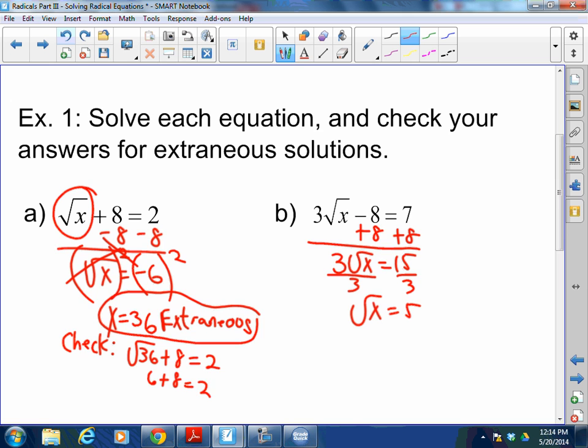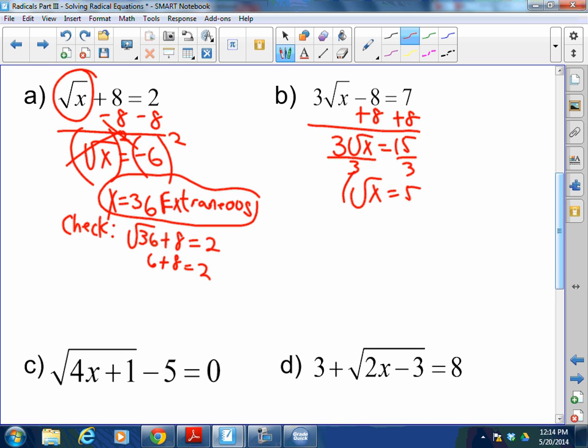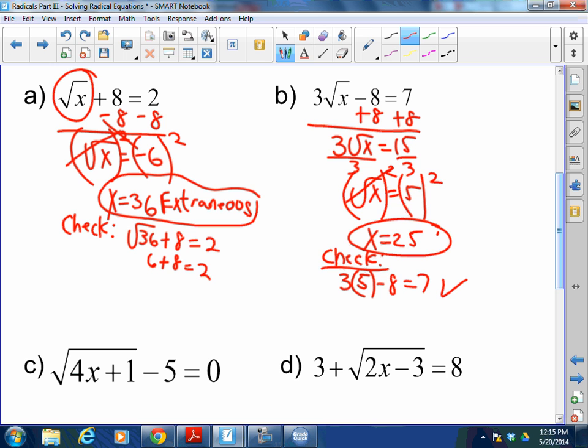How do I get that x alone? Square both sides. Very good. Whatever you do to one side of the equation must be done to the other side of the equation. So when I raise the square root to a power of 2, they cancel. So x equals 25. Let's check it. If we check it, we got 3 times the square root of 25, which is 5, minus 8. Does that equal 7? 15 minus 8? Yes. So that is a solution. I'm golden.